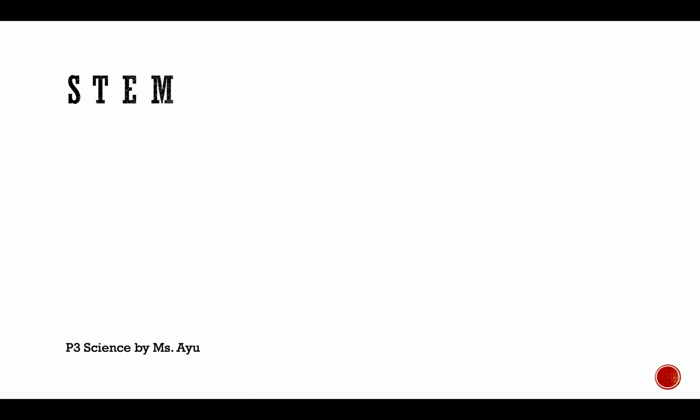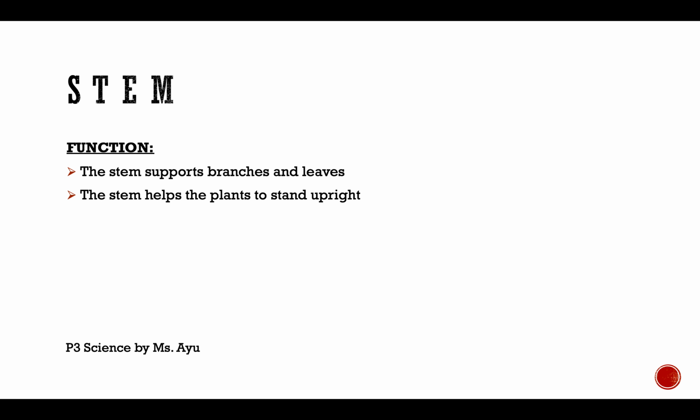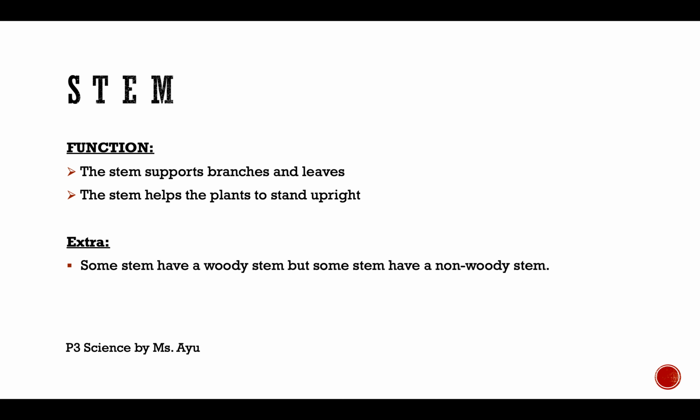Next, we have stem. The function of the stem: it supports branches and leaves. It helps the plant to stand upright. Here is some extra for you. Some stems are woody, but some stems are non-woody. The tall and thick stem is called a trunk.